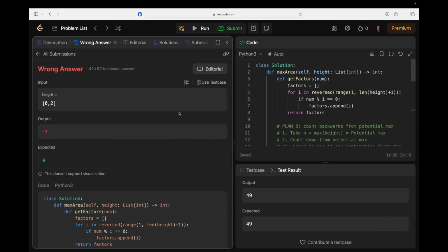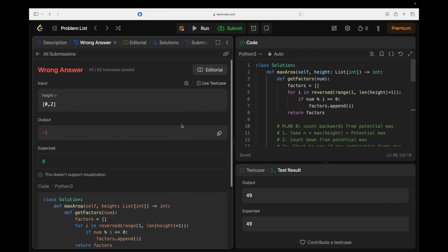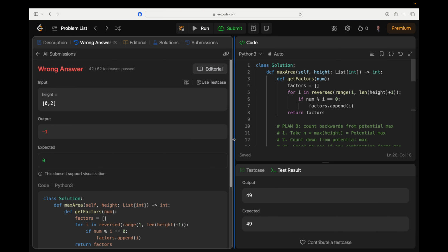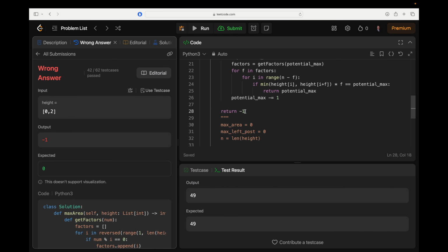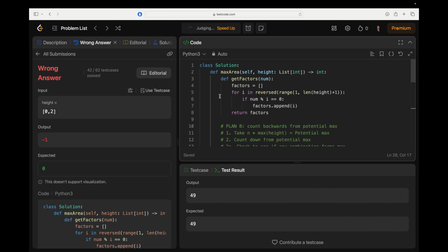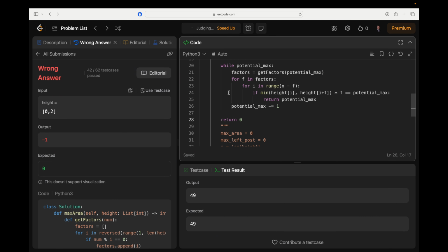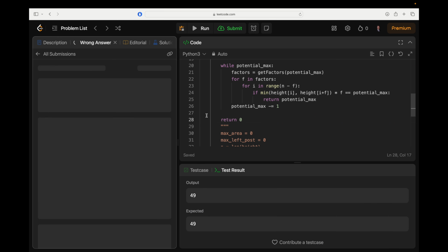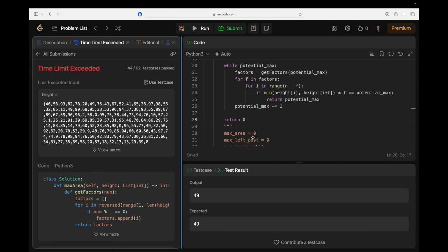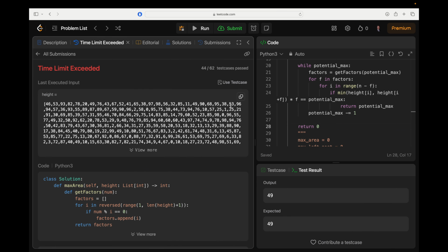Oh, yeah, I guess this whole get factors thing. What if we just said return 0 instead of return -1? You could also just say return potential max. Yeah, that's what I thought. And it's slower. It is slower.